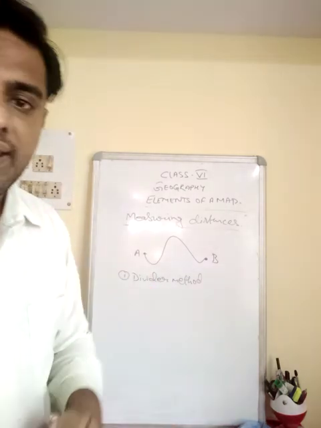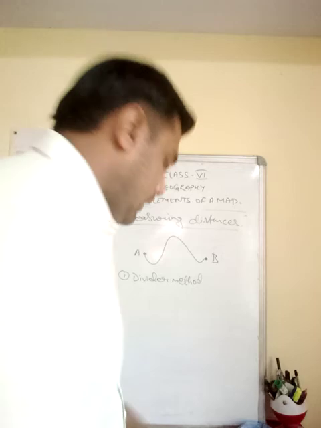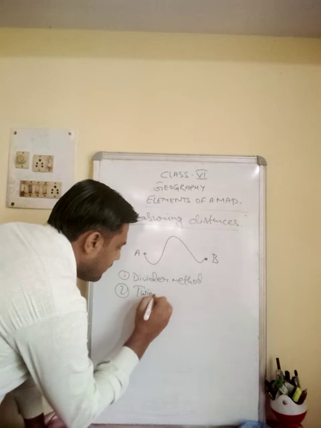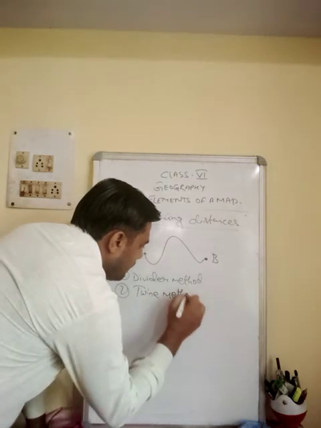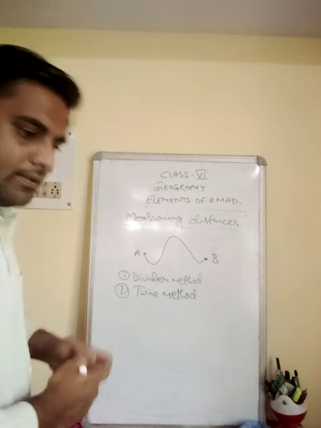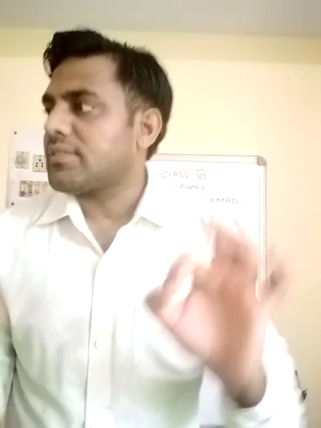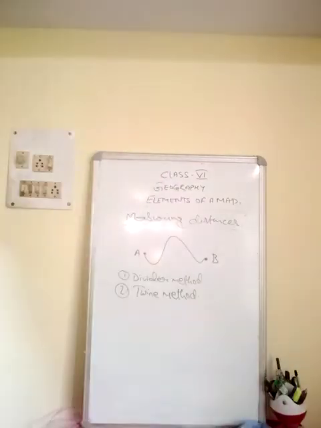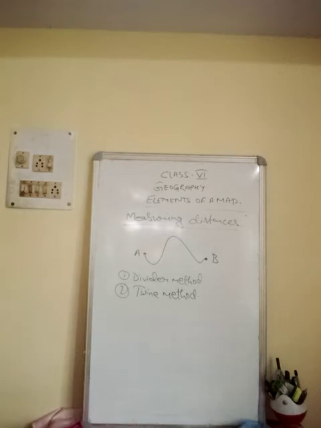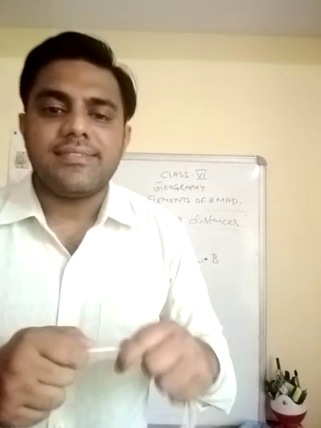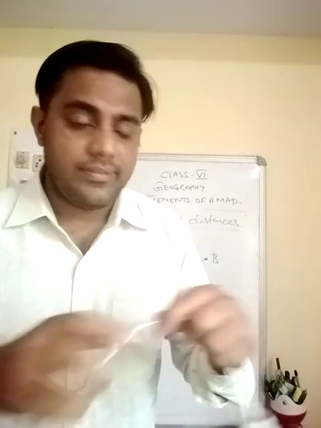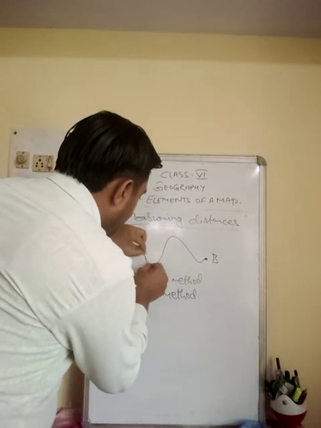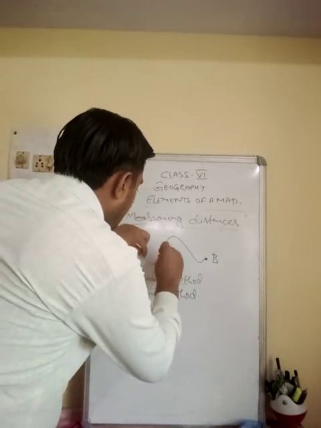Now just in case you don't have a divider with you, there is another method known as the twine method. For the twine method, you need a twine or a thread. I don't have a twine or thread at the moment, but what I can do is conveniently use my charger. Consider this as a thread for the moment. Now how do we do this? We simply put the thread here, and we turn it.